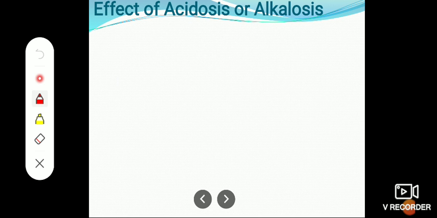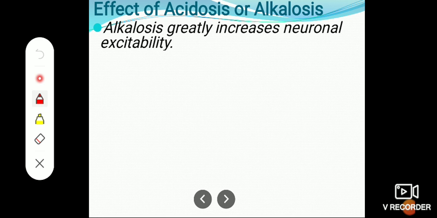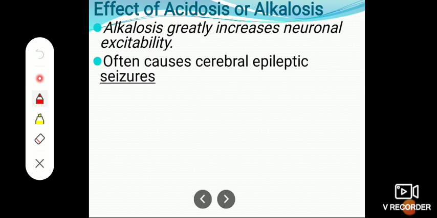Now the effect of acidosis and alkalosis. Commonly in the blood, as you see, the extracellular fluid is constantly maintained with the acid-base balance, but even a slight change in this will lead to change in the synapse, which will lead to change in the activity of the neuron, and which is very dangerous. Alkalosis greatly increases neural excitability. So it will reflect as seizure.